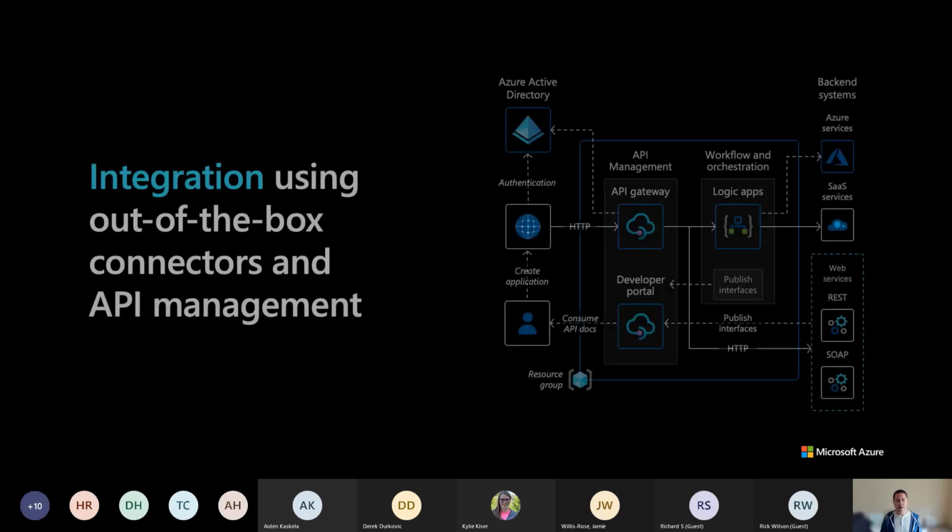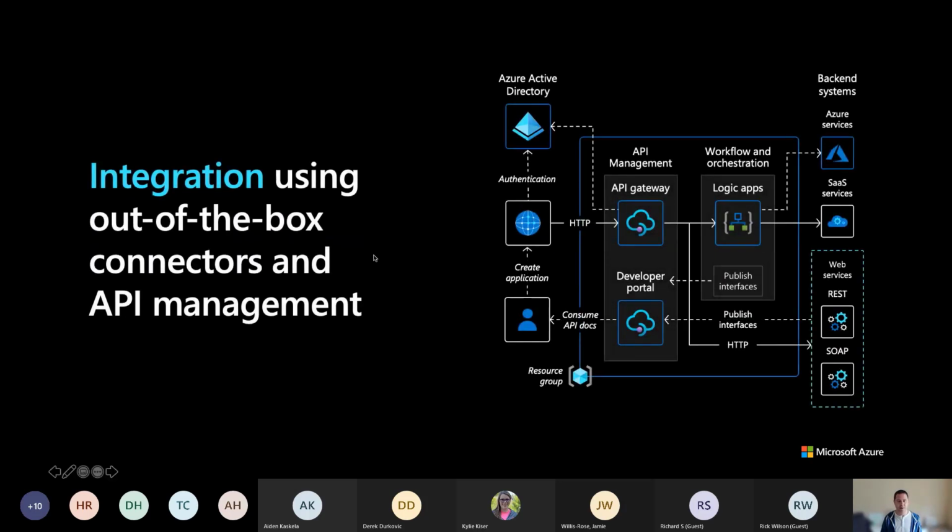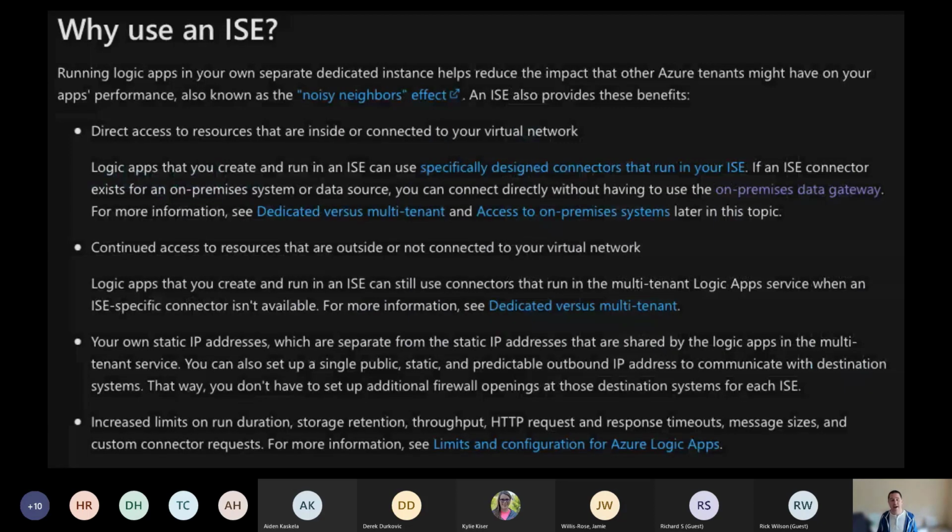But let's go back to this slide for a second. We talked about this earlier. We have Logic Apps over here. So what we're saying is instead of having your Logic App running in the PaaS layer, so the multi-tenant layer, it's going to be running in a dedicated environment in your virtual network. Why would you want to do that? I just copied this from the docs. I'm not going to drain this. You can look at it.